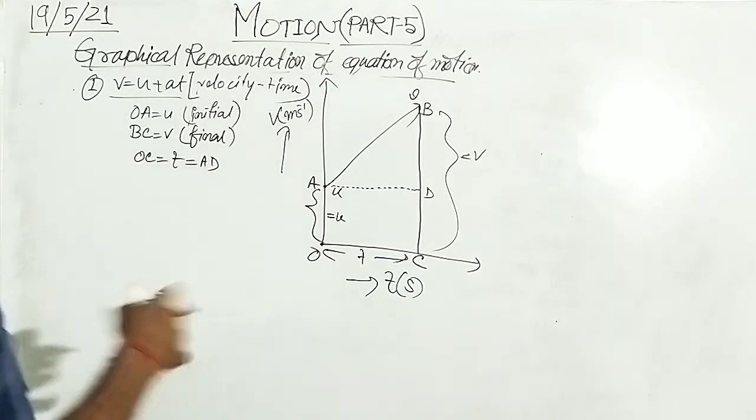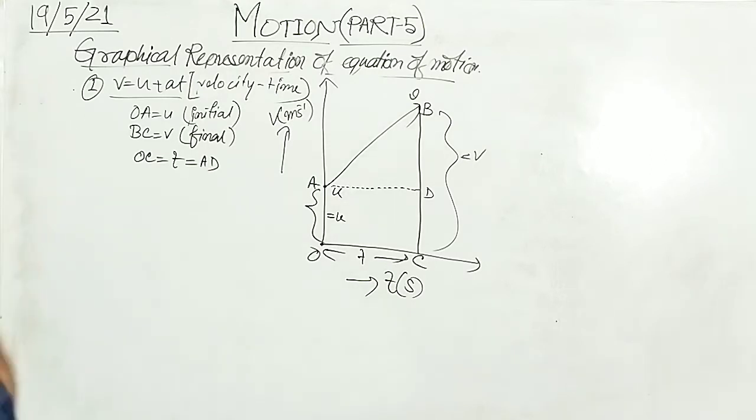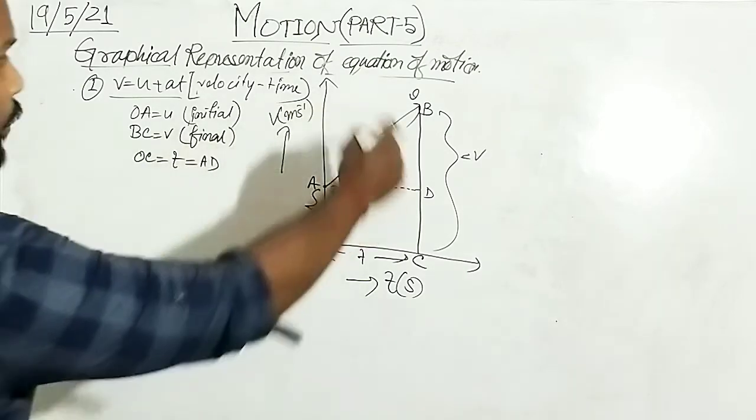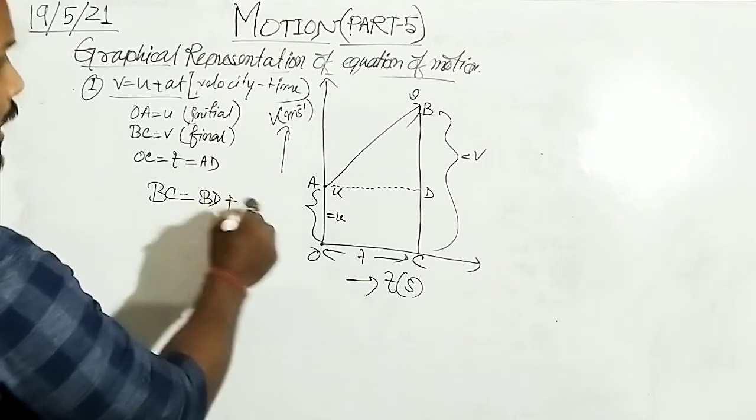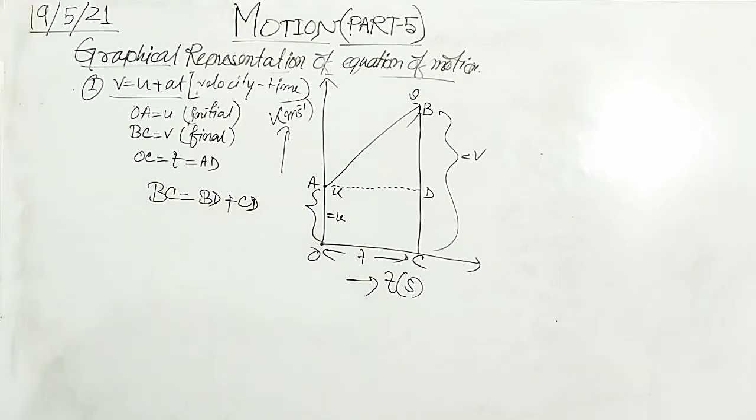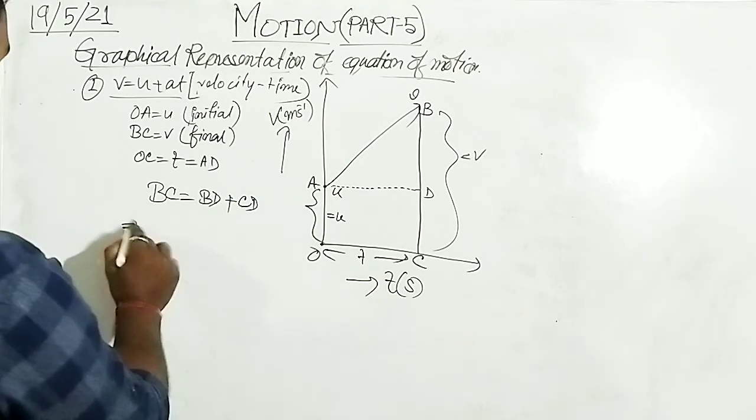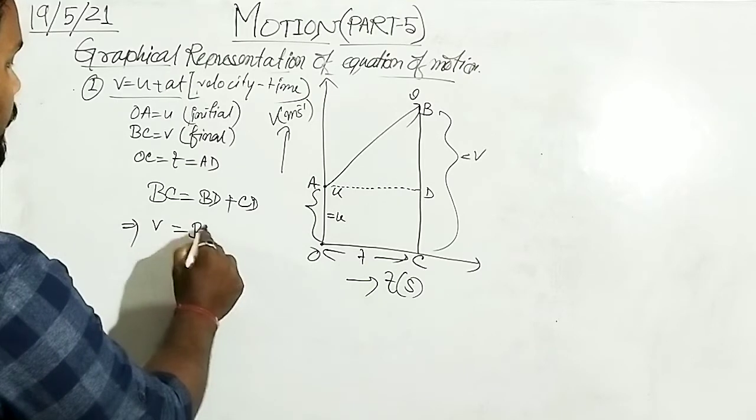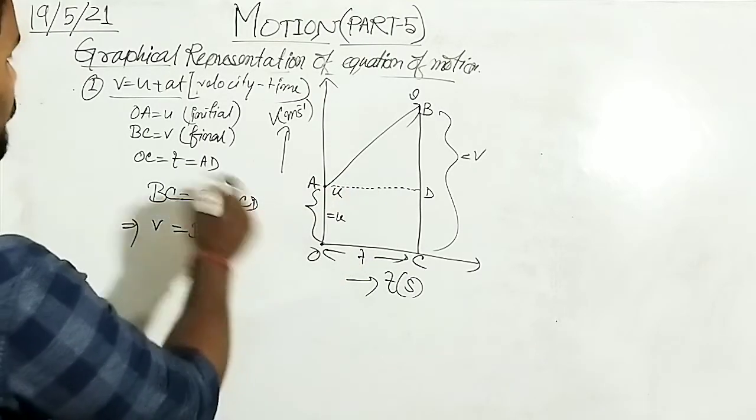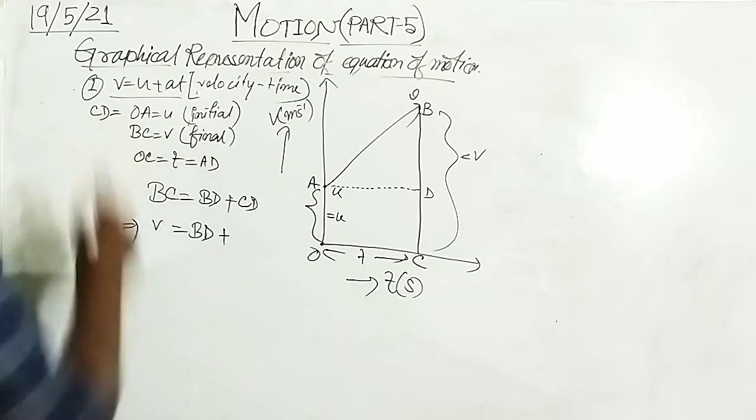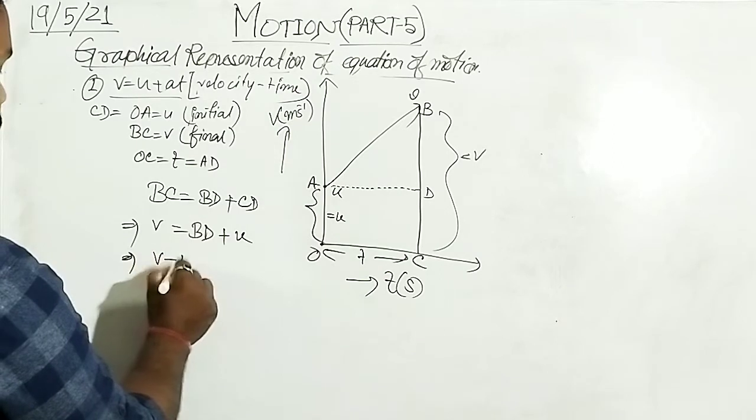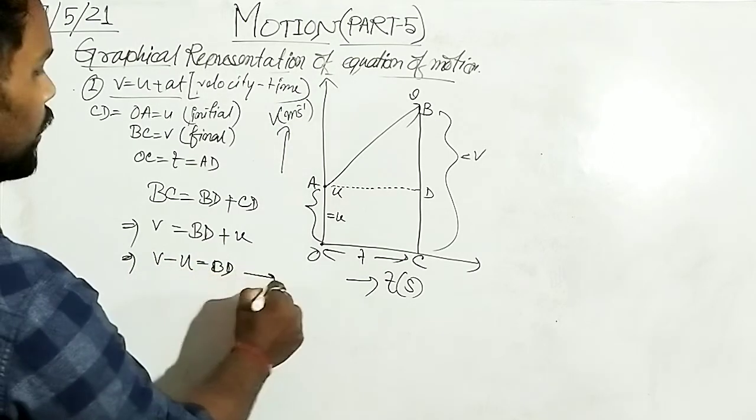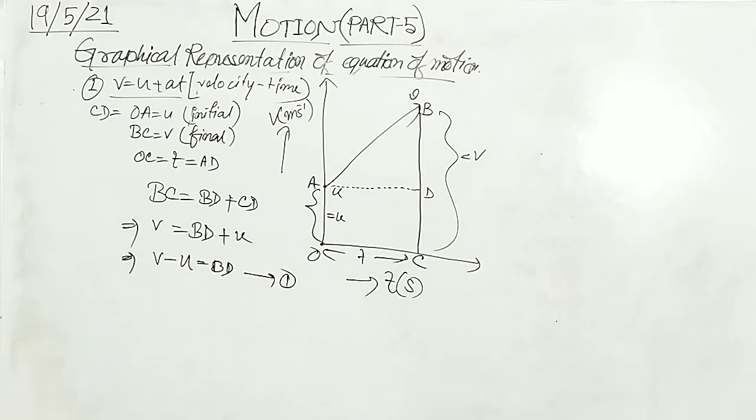Now, if we have to find this relation, we will apply some things. We can write BC as BD plus CD. So we have BC as v. We don't know BD. Again, we have CD. CD is equal to OA, equal to u. So we can write v minus u equal to BD. Give this one equation number here. This is the thing we have got.